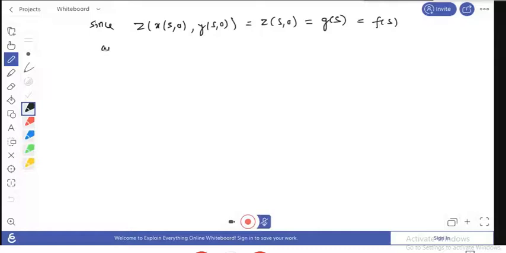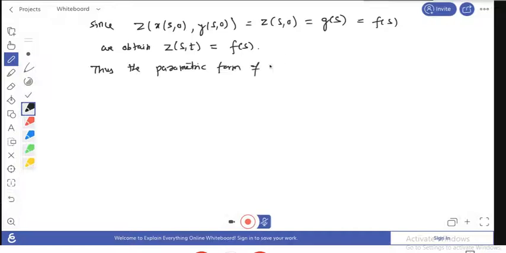Okay, so here we obtain z of st, this is equal to f of s. Thus the parametric form of the solution of the problem is given by this. You can already find what is the x.